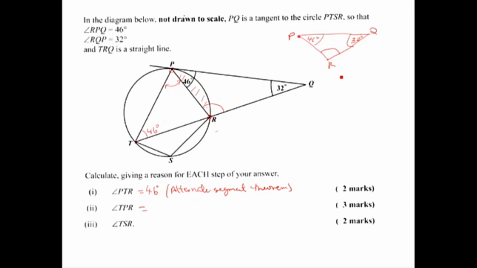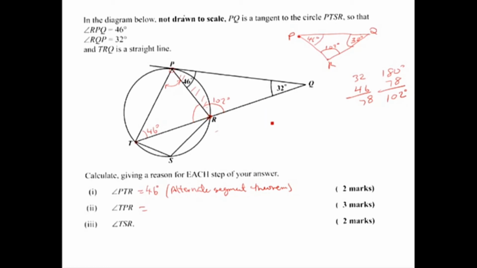So what's this angle? Well, if I add up 32 plus 46, I get 78. And then I'm going to take that from 180 degrees, and that should give me 102 degrees. This angle right here is 102 degrees. And the reason is the sum of angles in a triangle. So you put your reason as sum of angles in a triangle. If I find this angle here, then I can find this angle here.